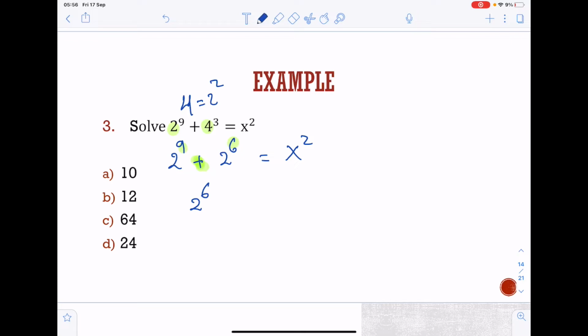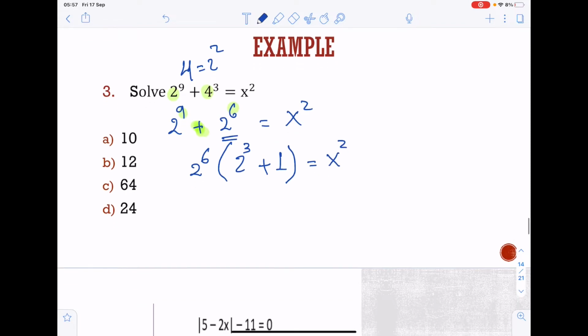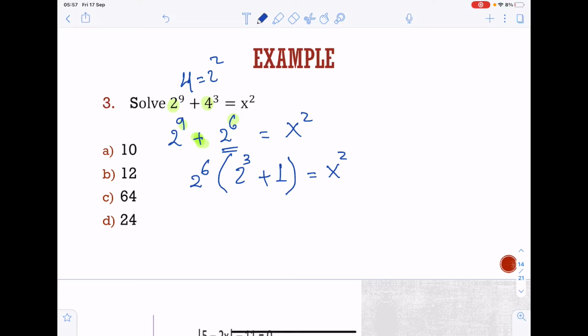So with 2 to the power 6 as a common factor, I will be left with 2 to the power 3, because when I multiply this back, I will add the powers. So 6 plus 3 equals 9. Plus I take this all from here, so I'm left with nothing, so I'm going to put 1, then equals x to the power 2. Okay, so now you can just find out what is 2 to the power 3, which equals 8. 8 plus 1 equals 9. So this value would be 9. 2 to the power 6 times 9 equals x squared.